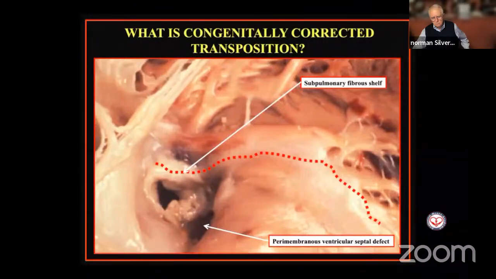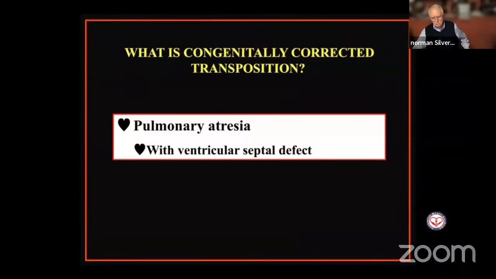Now, this is subpulmonary obstruction. On occasion, the entirety of the outflow tract can be atretic. And in most instances, we find that with a ventricular septal defect. So now Diane is going to show you a nice example of congenitally corrected transposition with discordant ventricular arterial connections, but with the discordantly connected pulmonary trunk being atretic. Congenitally corrected transposition with pulmonary atresia and ventricular septal defect.